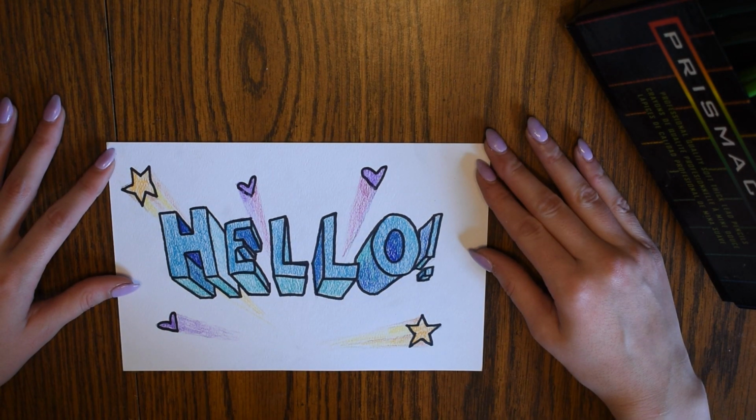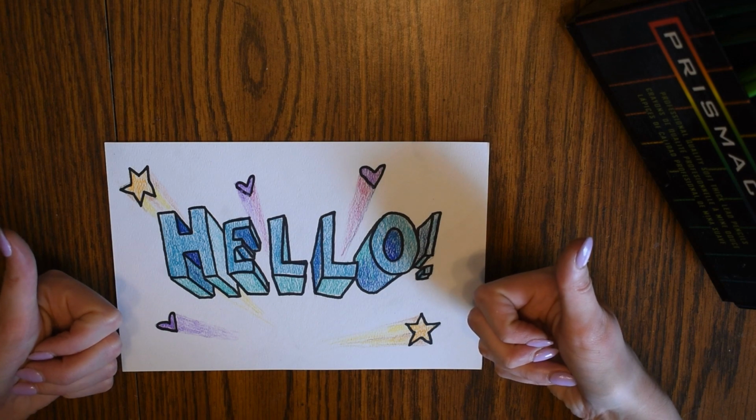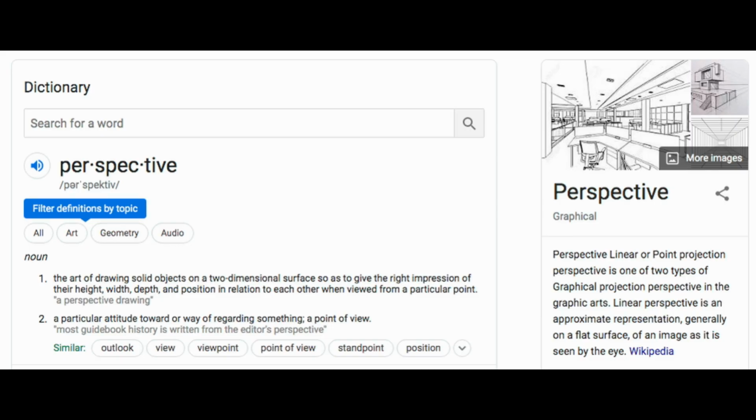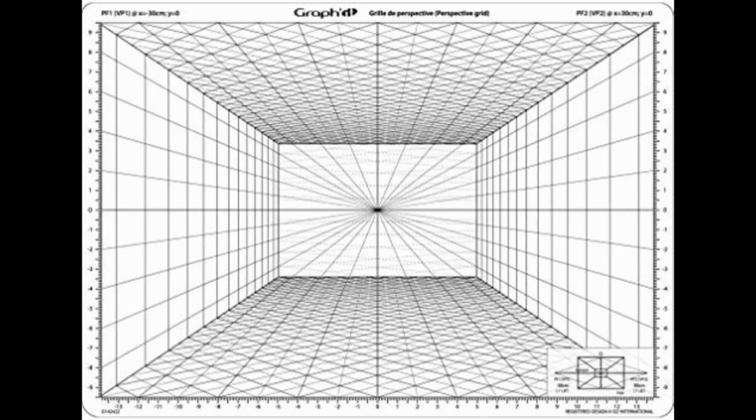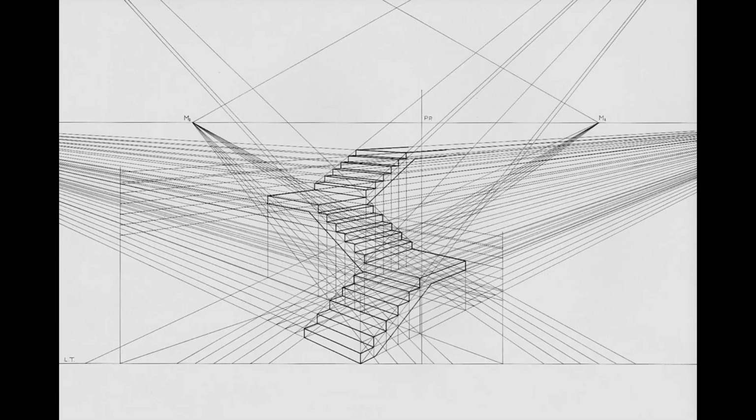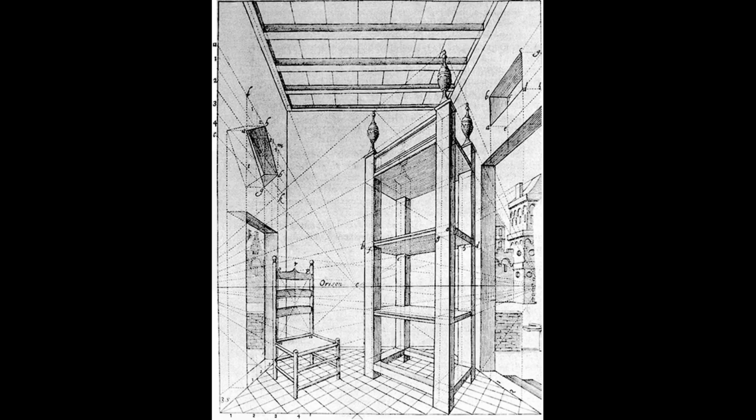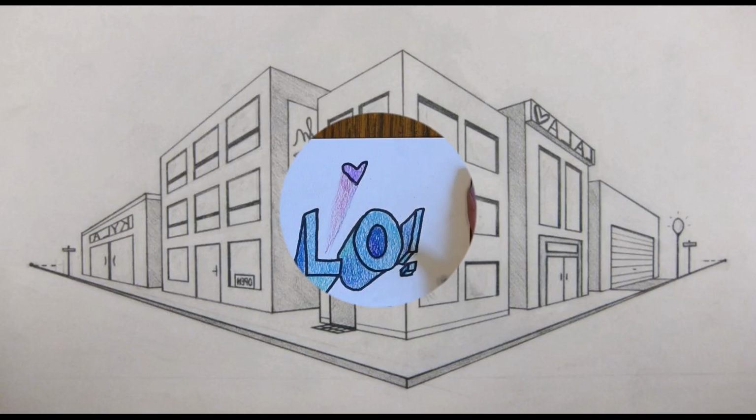Guys, today we're going to be making some word art using perspective. Perspective, for those of you that don't know, is basically making something look 3D on a flat piece of paper. Artists use perspective all the time to help them draw all sorts of things like rooms and buildings. We're going to be using it to illustrate a word.